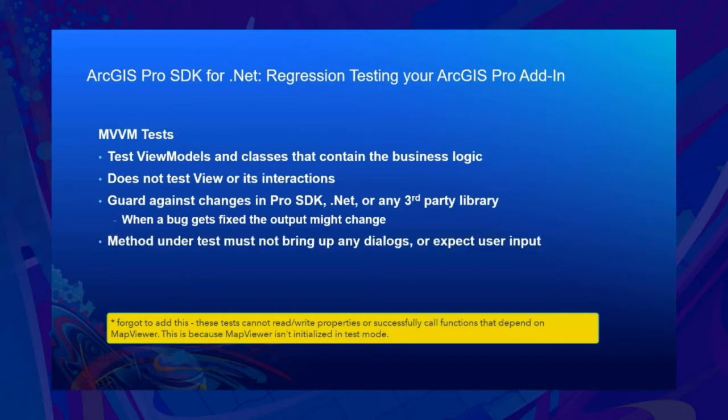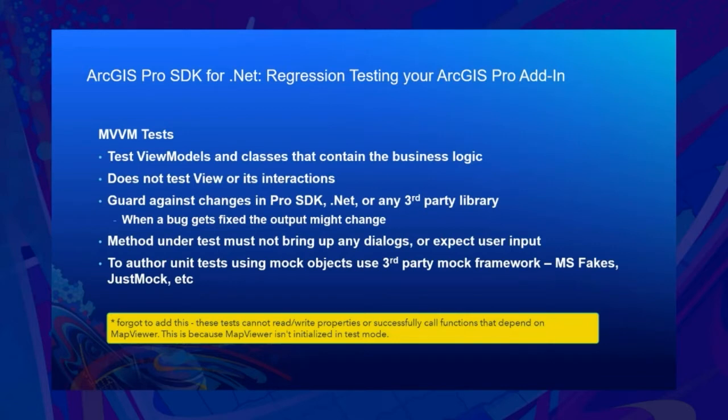Because these are non-interactive tests, the method under test or any method that gets called from the method under test should not expect any user interactions, including bringing up any dialogues. These tests could be either unit tests or integration tests. In order to be able to author unit tests against ArcGIS Pro add-in, you must use third-party mock frameworks that allow you to mock static and sealed classes.